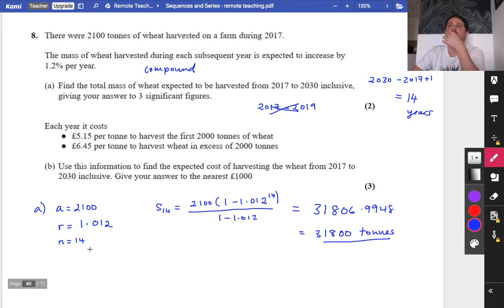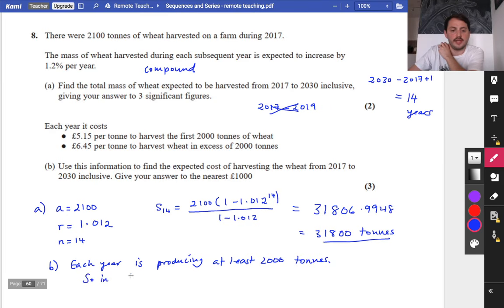So we need to find out how much wheat is going to be produced. Let's have a think. £5.15 for the first 2,000 tonnes, and then £6.45 for anything in excess of the 2,000 tonnes. So I wonder how we could do that. Well, each year, I can see what's going to happen here. Each year, they're already going to be doing 2,000 per year. So each year is producing at least 2,000 tonnes.